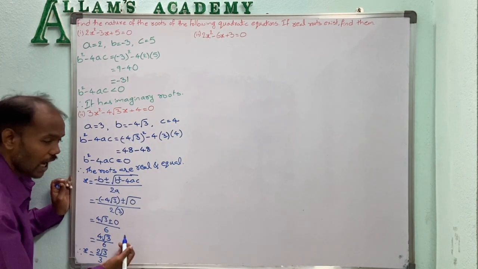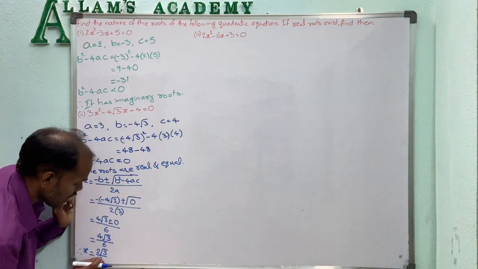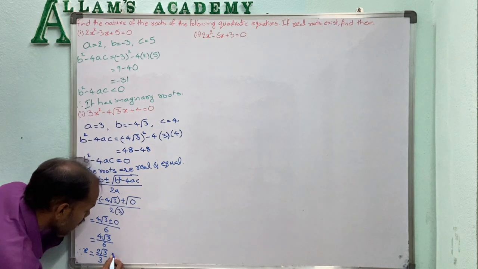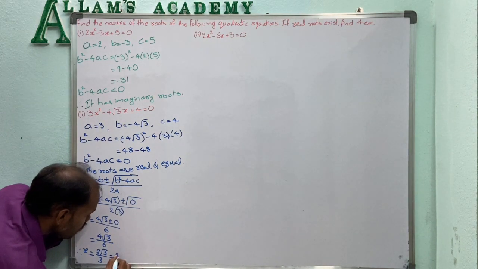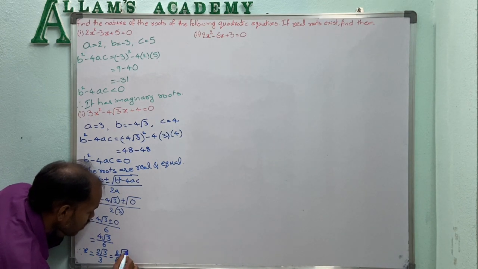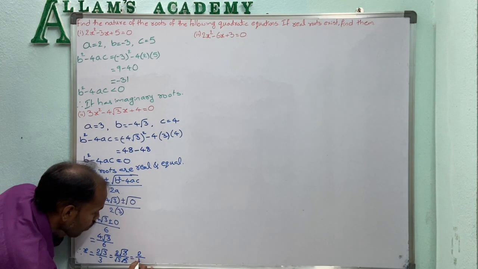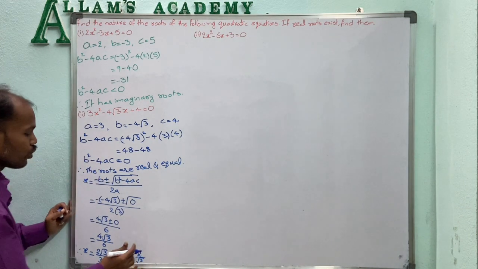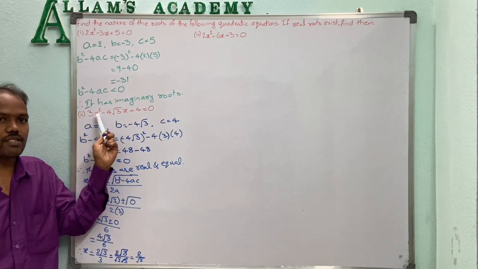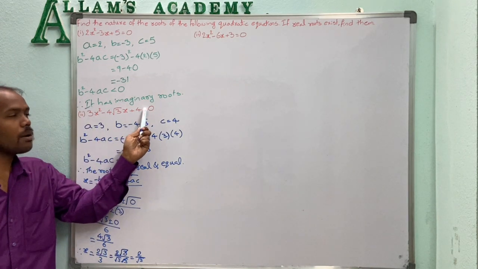Now here we have a chance for further simplification. Why? How? Because 3 can be written in the denominator as root 3 into root 3. So 2 into root 3 by root 3 into root 3. So root 3 gets cancelled. That means x equal to 2 by root 3. So 2 by root 3 is the root of the quadratic equation 3x square minus 4 root 3x plus 4 equal to 0.